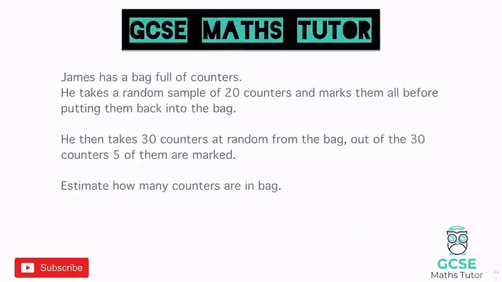So this says James has a bag full of counters. He takes at random a sample of 20 counters, marks them all and puts them back into the bag, and then he takes 30 counters at random, and 5 of them are marked. Estimate how many counters are in the bag. So we're looking at capture, recapture here.